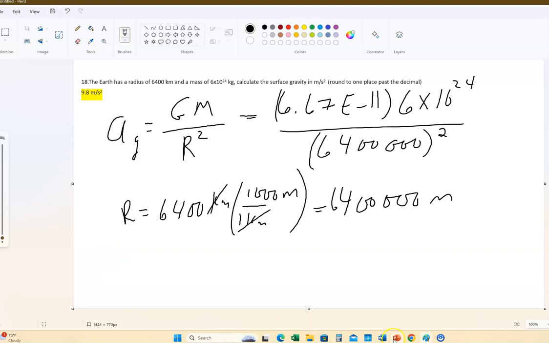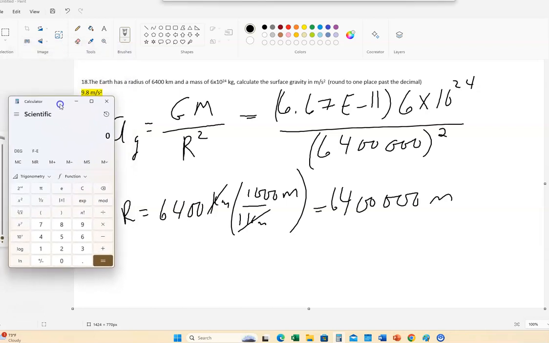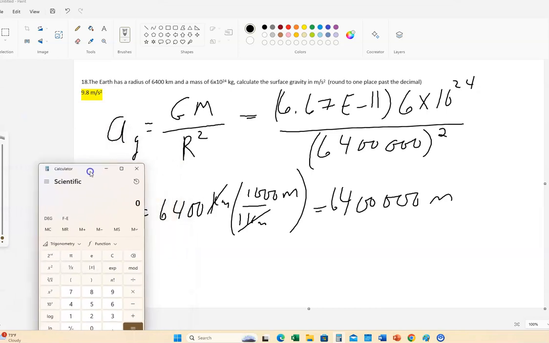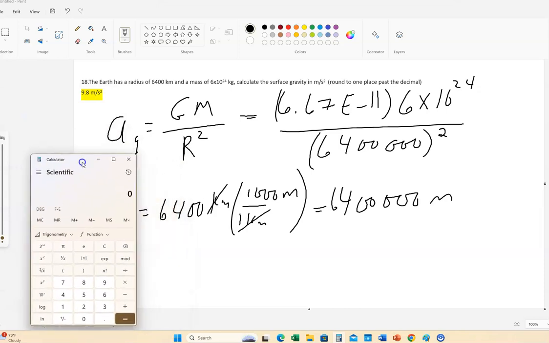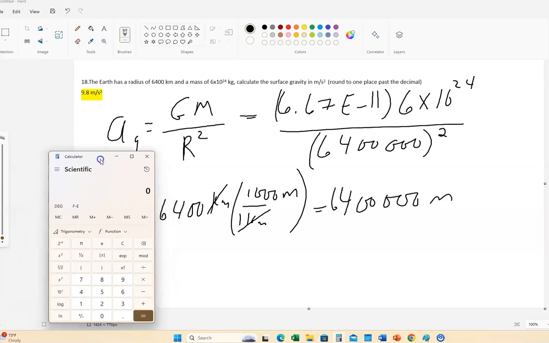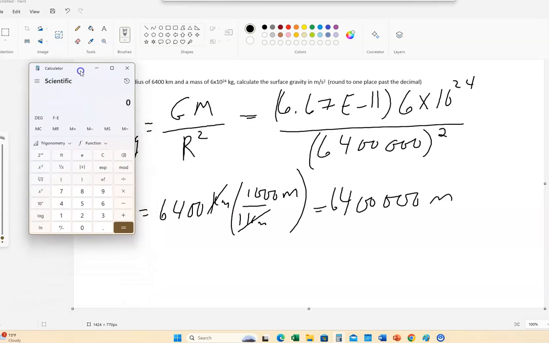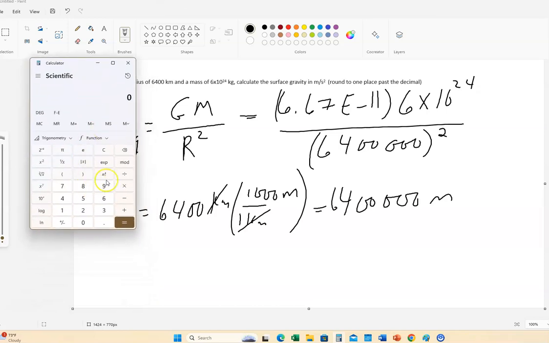All right, so let's get our calculator out. Let's get it so you guys can see this a little bit better. Right, don't forget, this is the acceleration due to gravity, and we expect the answer to be 9.8.